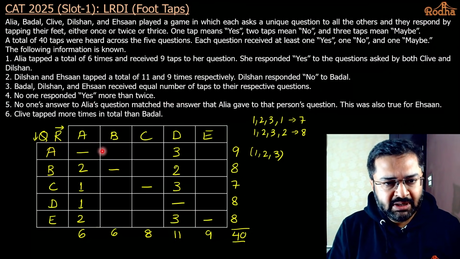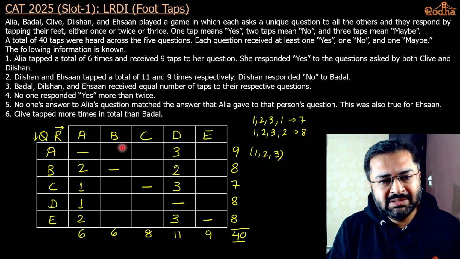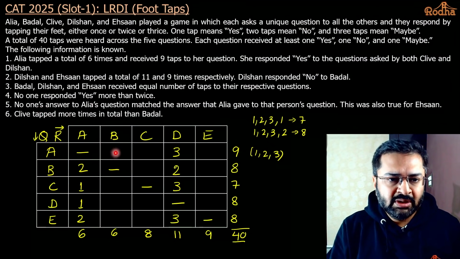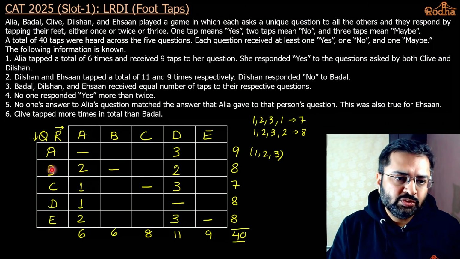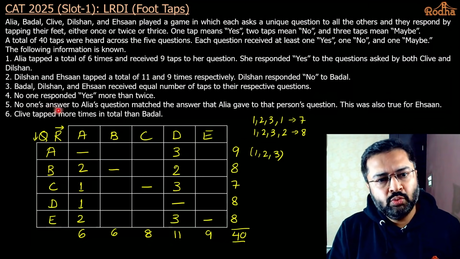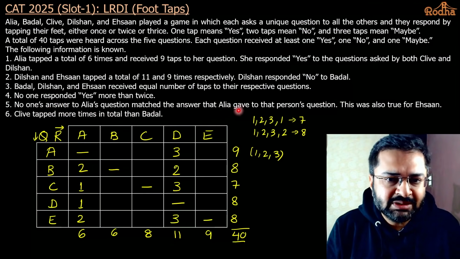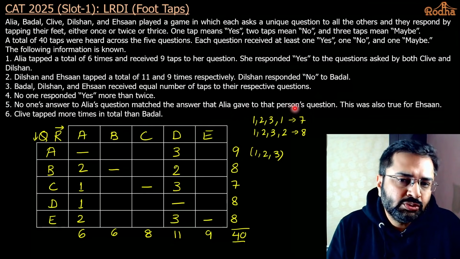This AB cell would not match this AB cell. The reason is, what is this cell? This is B's response to A's question. And what is this cell? This is A's response to B's question. That's what we're saying, right? No one's answer to Alia's question matched the answer that Alia gave to that person's question.